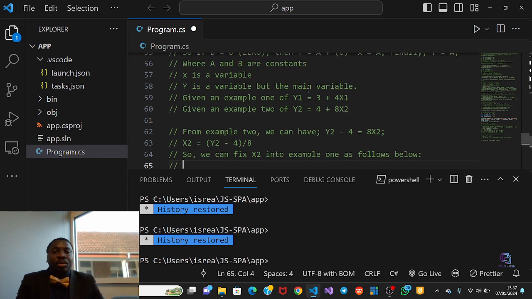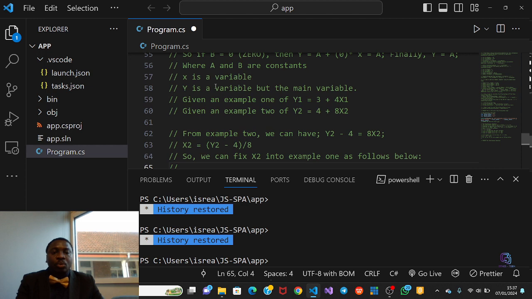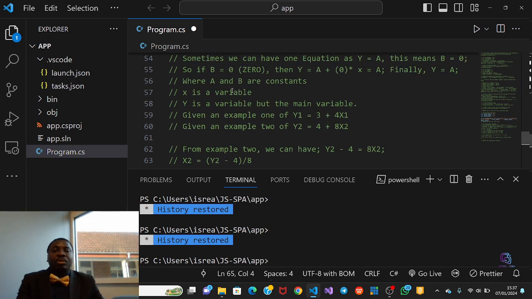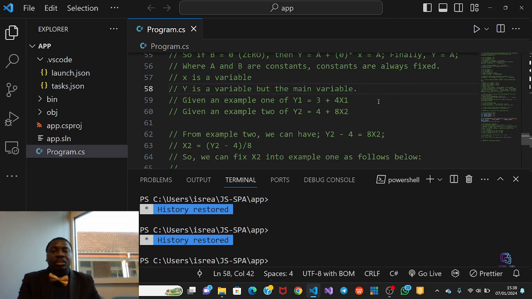X is a variable with line 57 and line 58. X is a variable, Y is a variable, but the main variable can be a variable root, like Y is the variable root, while this is just a variable on its own. So it can change, Y2 can change. But constants are always fixed. That's one thing about constants. They are always fixed.